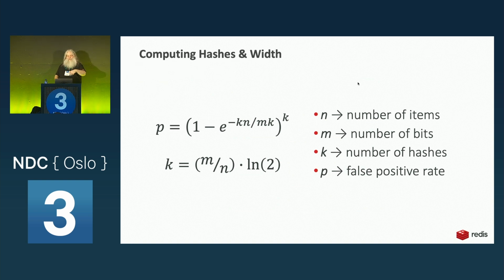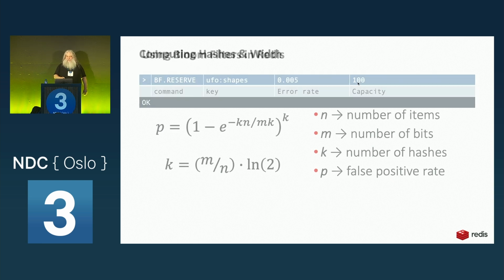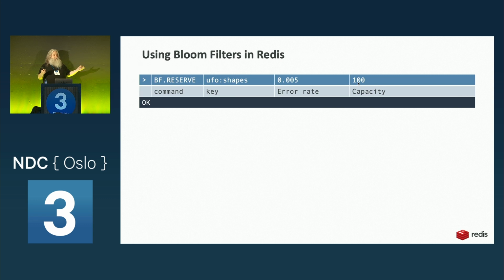You can solve for k and then solve for p and guess for a number you want. But you just use the online calculator. And of course, you can use these from Redis. Redis has a command. If you have Redis Stack with Bloom in it, you can call BF.RESERVE, and you give it a key name for Redis, and you give it an error rate that is acceptable. Here I've selected 0.5%, and you give it a capacity. So I'm expecting to have 100 things, and I'm willing to accept a 99.5% accuracy rate.